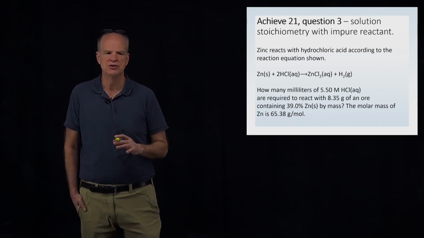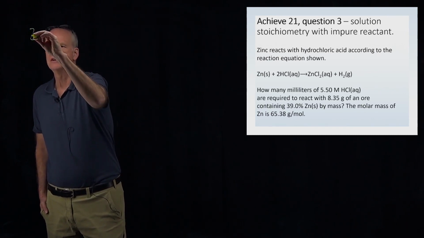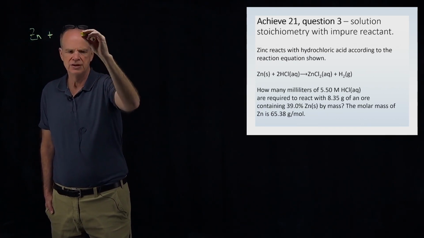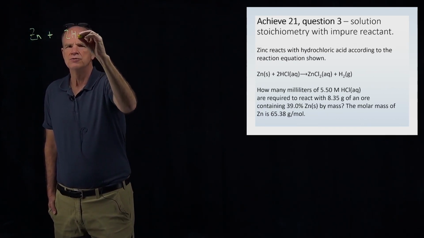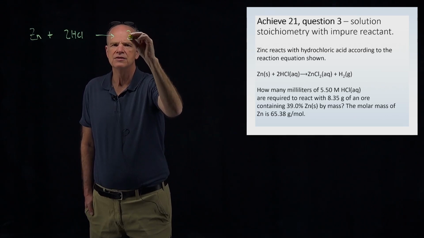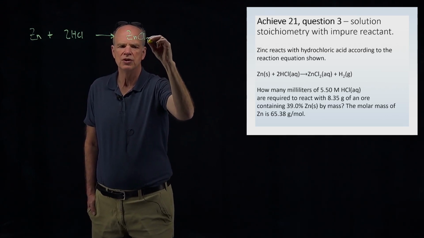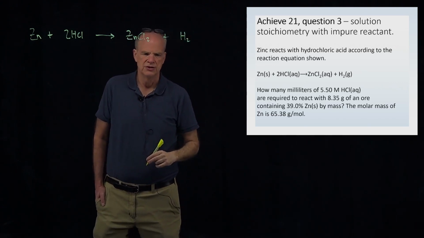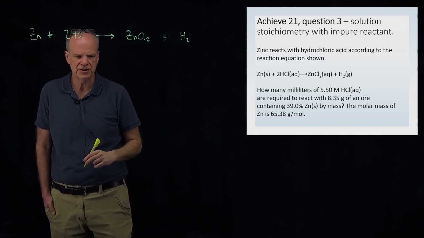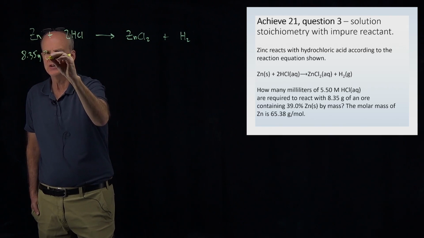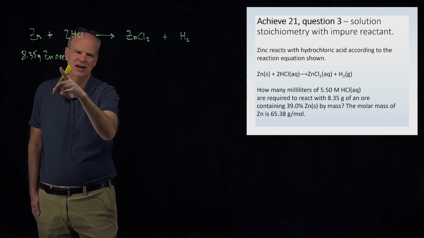So the first thing I want to do is get the balanced equation on the board. So we have zinc. I'm going to leave out state symbols just to make my life easier. And then it's reacting with 2HCl. Zinc chloride is one product, and another product is hydrogen gas. Okay. So let's see, we have zinc ore. So we have 8.35 grams of zinc ore. I'll have to talk about what that is in a minute.